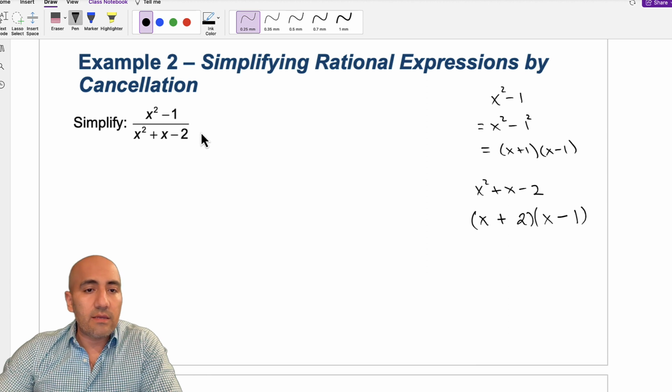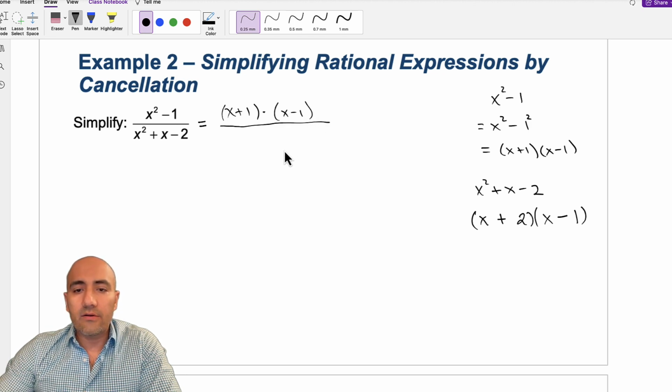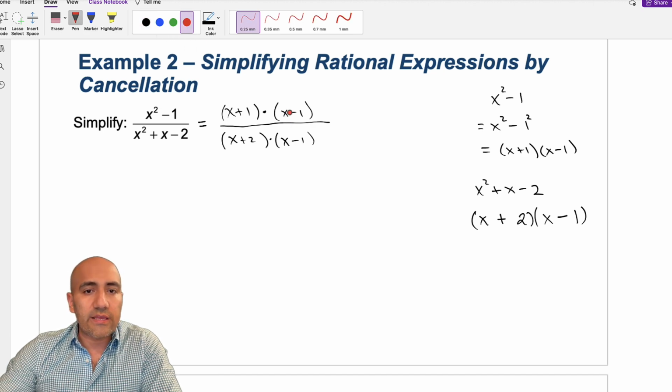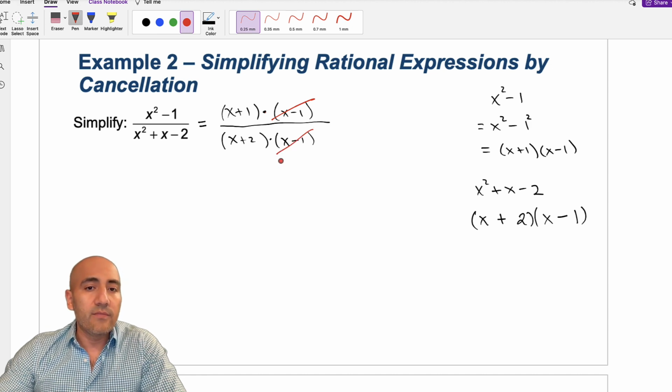Good. Okay, so now we can come back over here after we've done our factorization. And so the numerator can become x plus 1 times x minus 1. And the denominator becomes x plus 2 times x minus 1. Good. Now we have multiplication. Now we're allowed to cancel. And again, we're not allowed to cancel the individual things. So I can't cancel this x and this x. I can cancel the whole binomial, right? Because it's being multiplied. So this entire binomial is identical to this entire binomial. So we can cancel them.